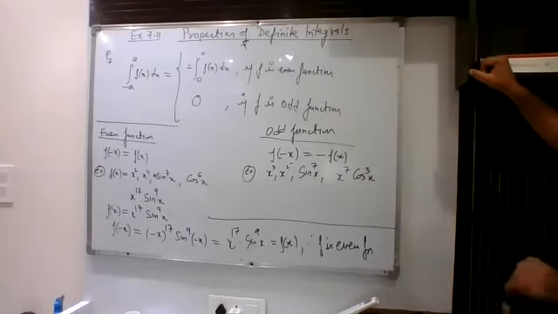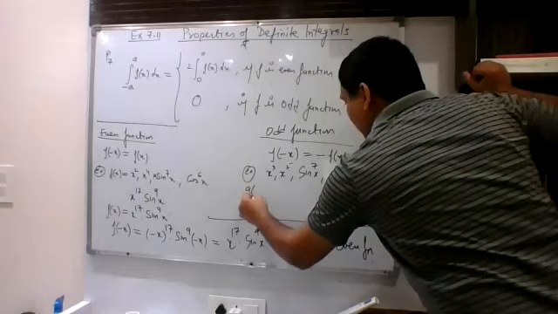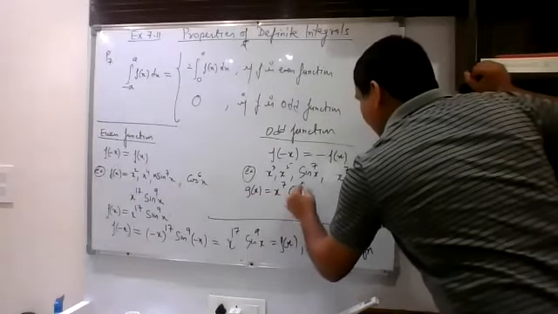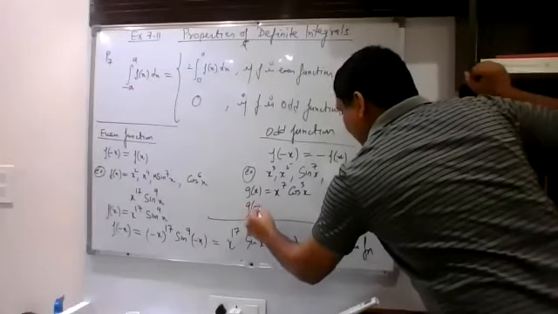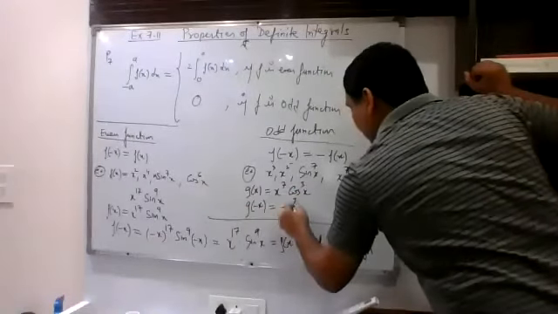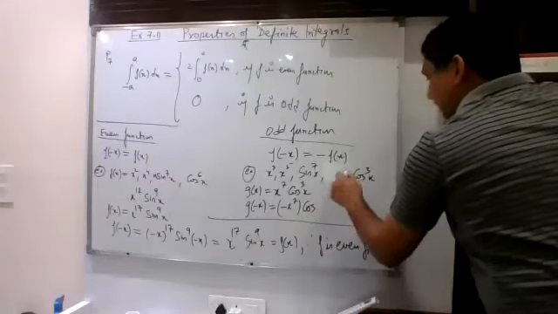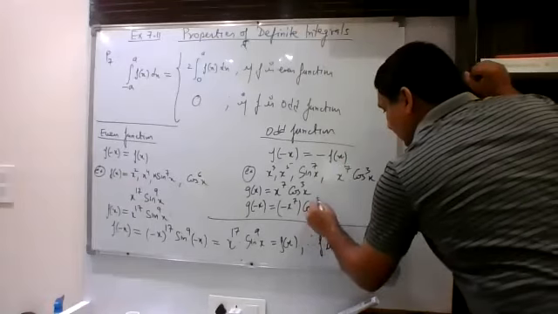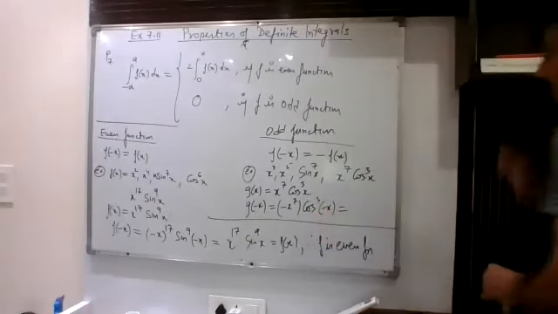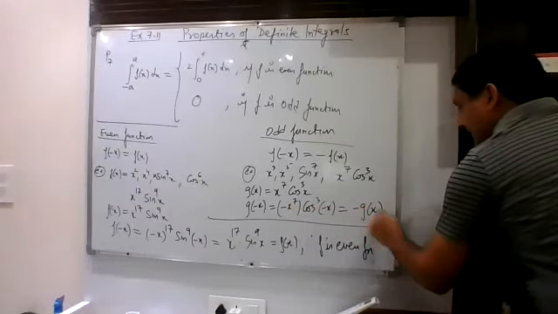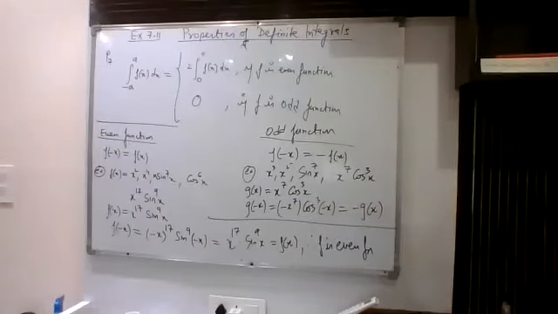Why are they odd functions? Let me show you one. Suppose I am calling g(x) as this one, x to the power 7 into cos 3x. Now in place of x, I will write minus x. So this is cos 3 times minus x. Now you can see that this will become positive, but ultimately you are left with a negative sign, so that will become minus times g(x). So therefore, it's an odd function.